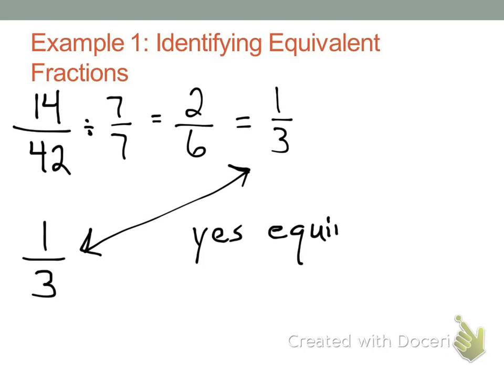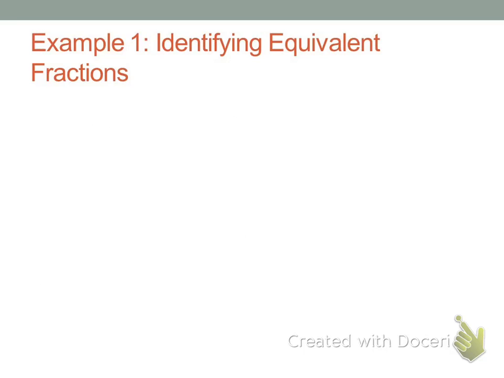Yes, they're equivalent. So anytime I'm asking you, are these fractions equivalent, what's the first thing you need to do? Simplify. Reduce, simplify to simplest form, and then if they are the same fraction, they're equivalent. If they're different fractions, they're not equivalent. All right, so what if I had 15/20 and 24/30? And I want to know, are these fractions equivalent?